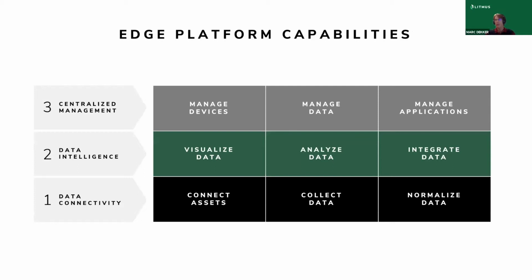So from an edge platform, we see an edge platform as three very distinct but synergistic capabilities. The first layer being data connectivity. So this is all about connecting the assets at the plant, in the field, and then collecting the data and then normalizing the data. That normalizing the data is quite important as well. It's the heavy lifting. Just getting the data is one thing, but then having it come into a consistent format so you can actively use it.